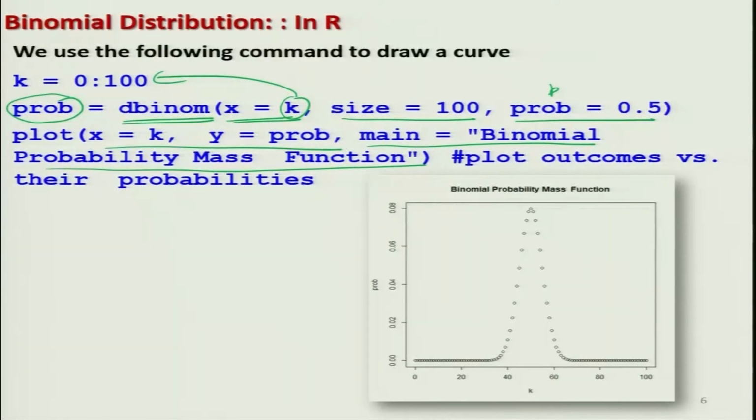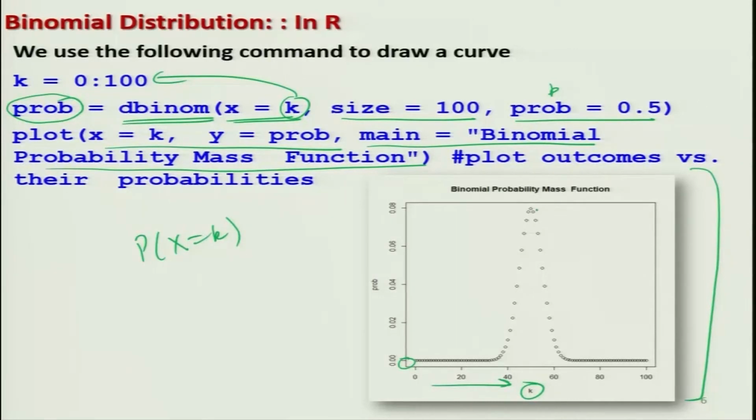If you now execute this expression on the R console, you will get a graph like this one. You can see that at k equal to 0 the probability is 0, and as the value of k increases, the probability of x equal to k increases. It is not actually a curve, these are individual points, because this is a probability mass function. So, you can see it will look like this.